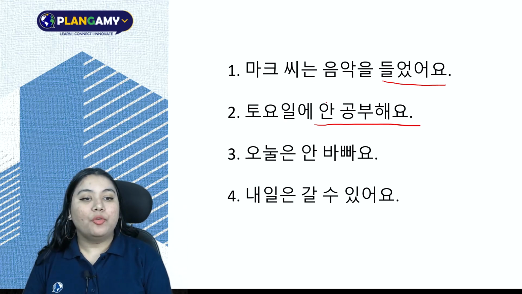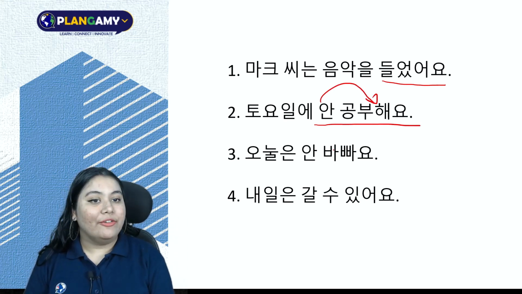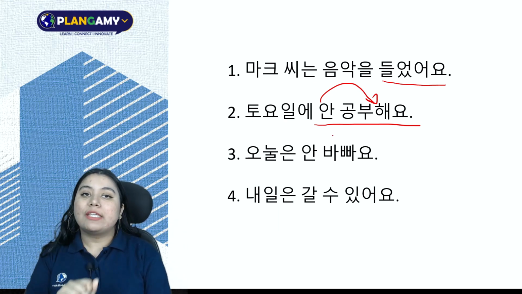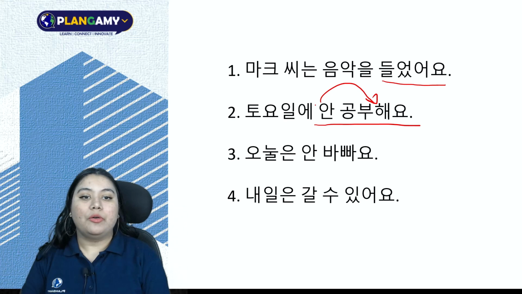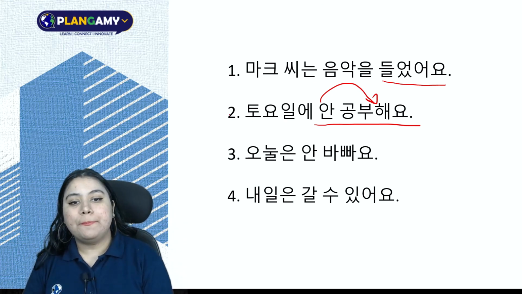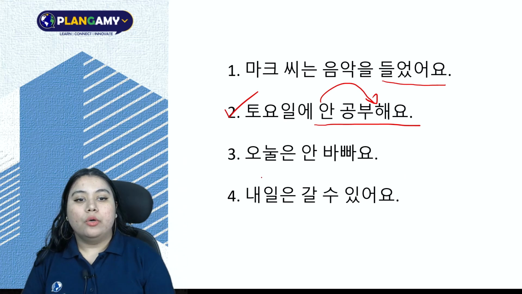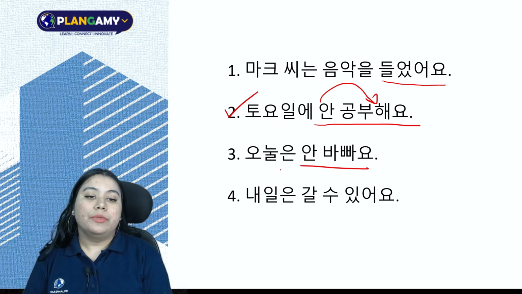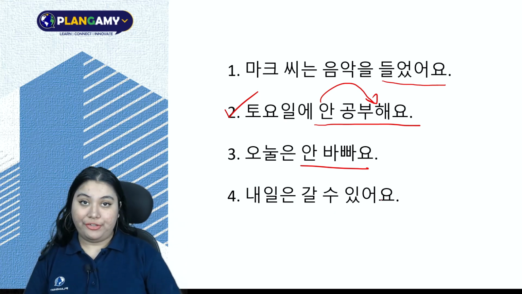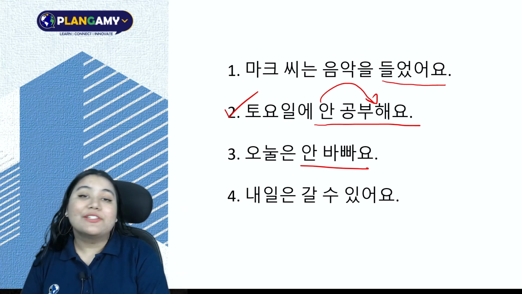토요일에 안 공부해요. Here, 안 공부해요. 안 should have been placed here. 공부 안 해요. Not 안 공부해요. Like we just discussed, 안 is placed between noun and 하다 word. So 토요일에 공부 안 해요. Second one is my incorrect sentence. 오늘은 안 바빠요. Today I am not busy. 안 바빠요. This is okay. Next one. 내일은 갈 수 있어요. Tomorrow I can go. 갈 수 있어요.